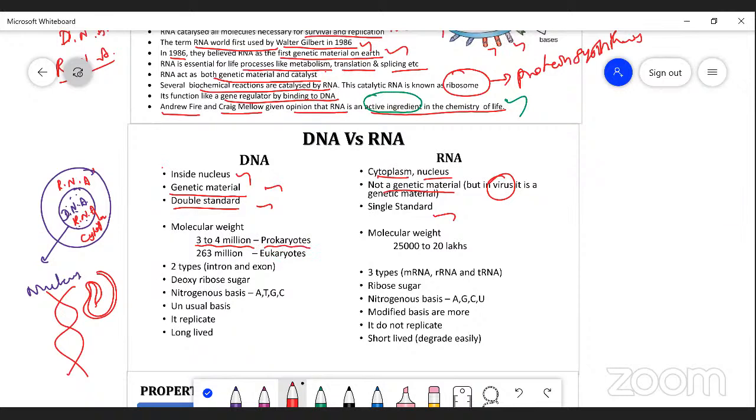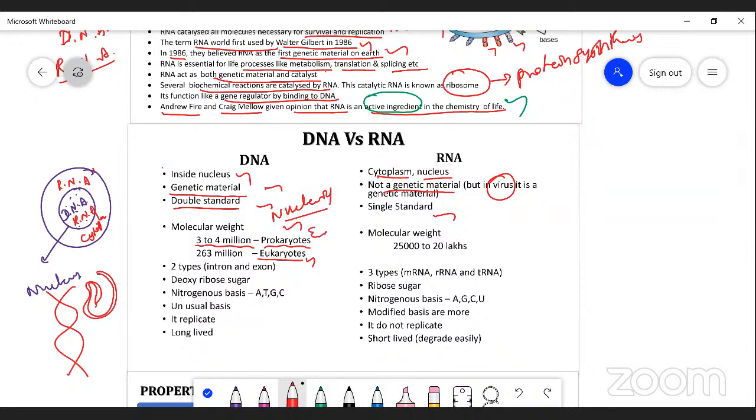Do you know what prokaryotes are? Where a well-developed nucleus is absent, that is called prokaryotes. That means the nucleus does not develop properly. Eukaryotes have a well-developed nucleus present, and those cells are called eukaryotes. We can see a well-developed nucleus in the cell. In prokaryotes only the nucleoid material is present.